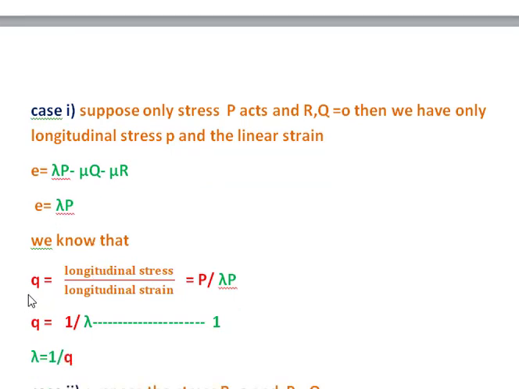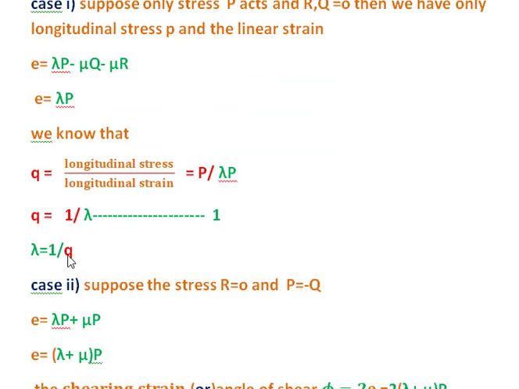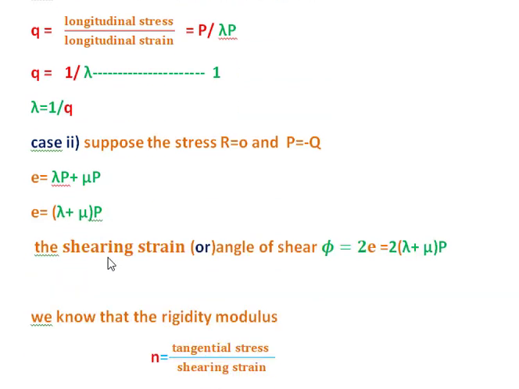We know well that the Young's modulus q is equal to longitudinal stress by longitudinal strain. So longitudinal stress, the force, is nothing but P. The strain produced is lambda P. So P gets cancelled. We will have the Young's modulus q is equal to 1 by lambda. It is taken as equation number 1. Otherwise it is written as lambda is equal to 1 by q.